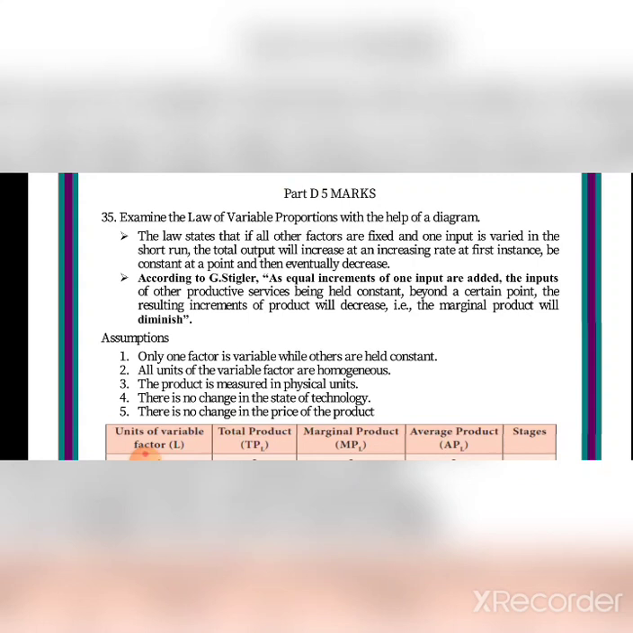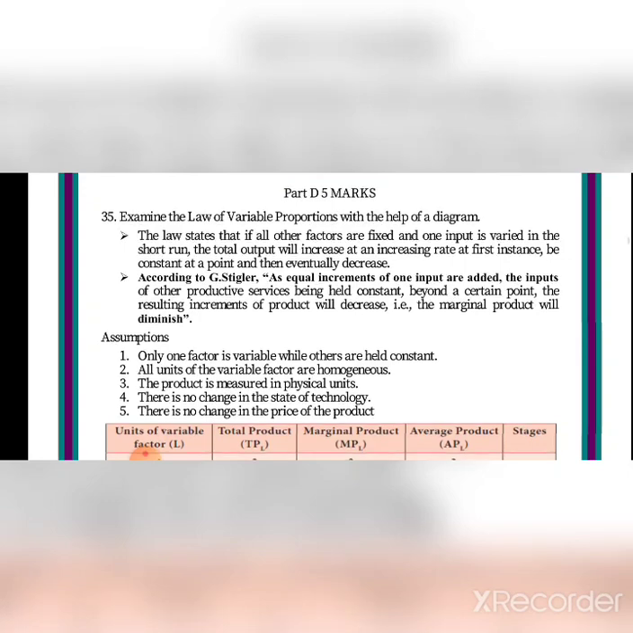The product is measured in physical units. Physical units means kilograms, grams, all these measurements. No change in the state of technology. The product must be produced with the same technology, in the same model. There should be no change in the price. Then only the production will be made properly, so it reaches the consumers also properly.